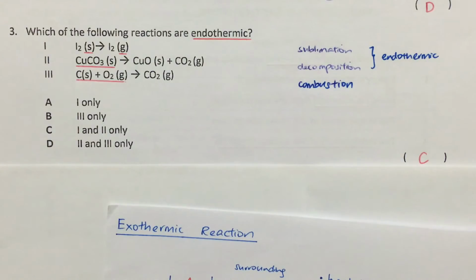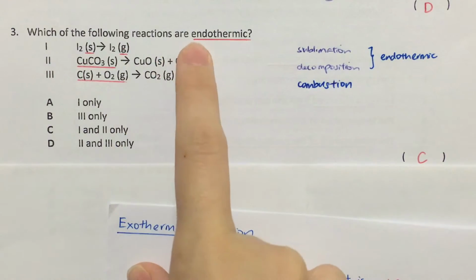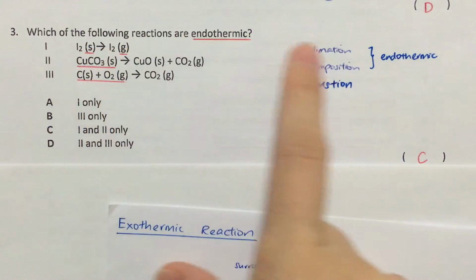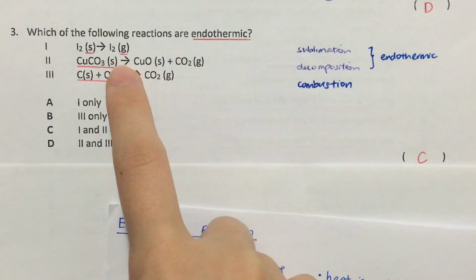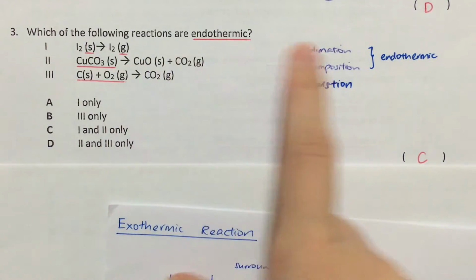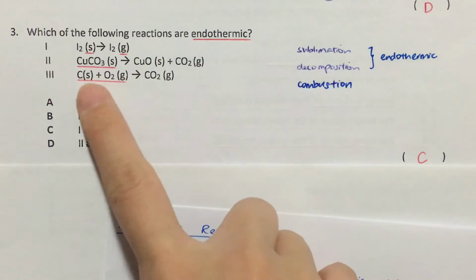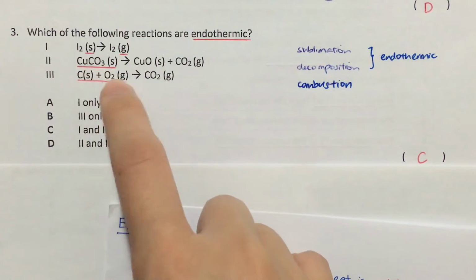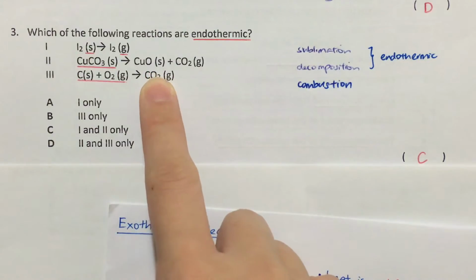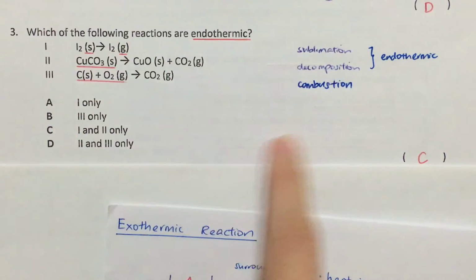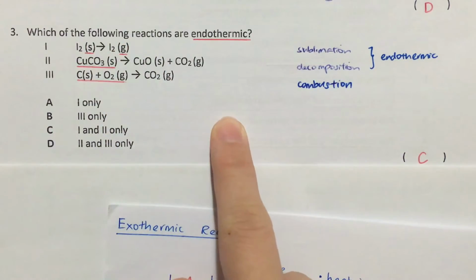Okay, this question is similar to the previous worksheet. We have the same substances here, but instead they're asking about endothermic. A quick explanation: this is solid to gas, sublimation. This is solid decomposing into two. Both of these fall under endothermic. For here, which is burning, combustion, this falls under exothermic. So in this case, option C is the answer. If you would like a more detailed explanation, you can go back to worksheet 1.